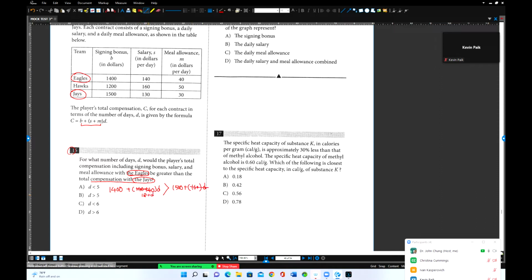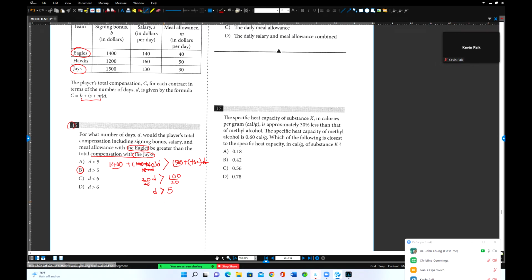When you subtract, that is 20D, greater than 1500 minus 1400, how much? 100. So D must be greater than 5. Divided by 20 and divided by 20, D is greater than 5. If the number of days is greater than 5, the Eagles' compensation is greater than the Jays'. So 15's answer is B. That is number 15. The next number is 18.